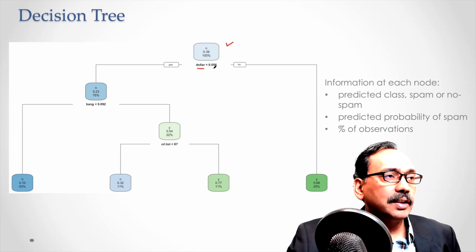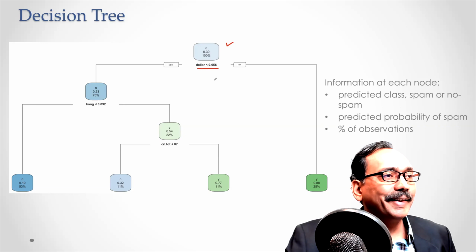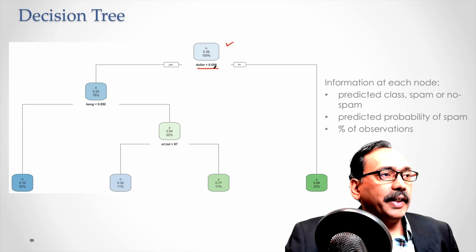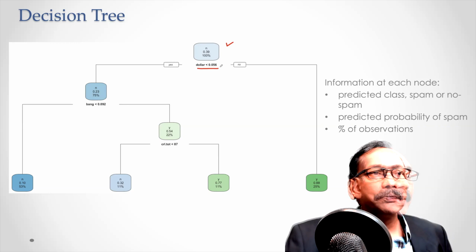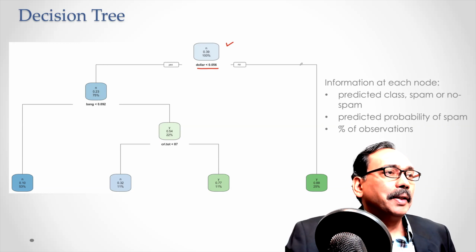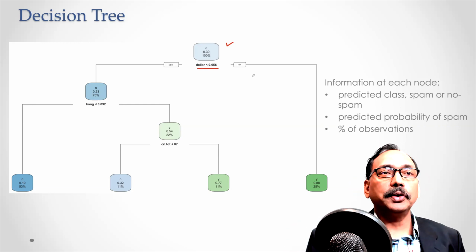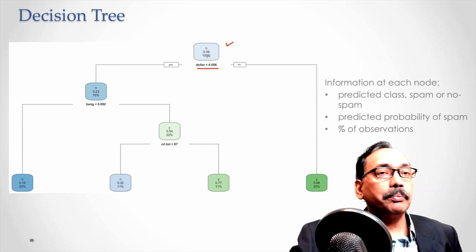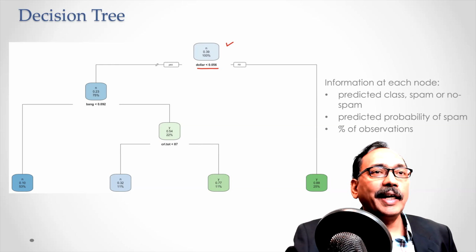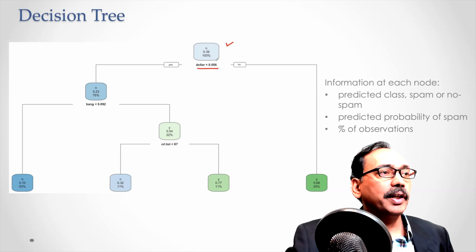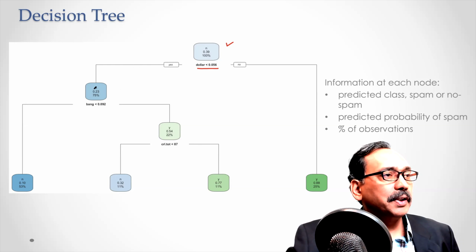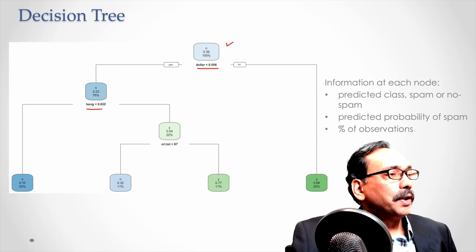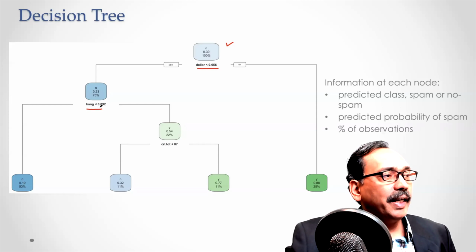The most important variable, it turns out, is the use of the dollar symbol in the emails for detecting spam. When dollar is less than 0.056, it says go this side, otherwise you go on the right side. At each node, you can only go in two directions, left or right. Each node is broken into two parts. This node you can call a parent node, and each parent node is broken into two children. When you go on the left, again you encounter a node, and this time you have the variable bang, which again gets broken into two. If bang is less than 0.092, go on the left, otherwise go on the right.